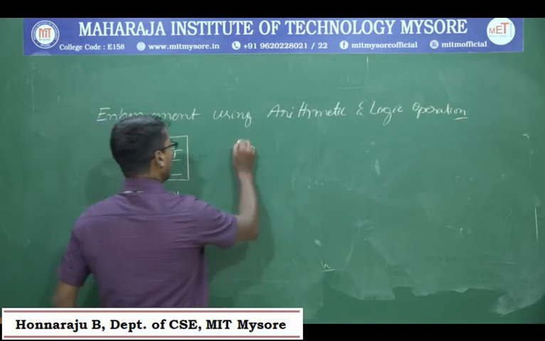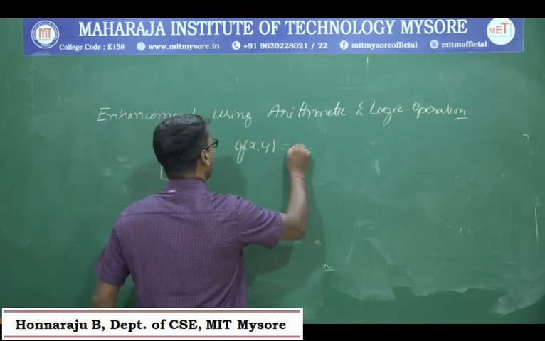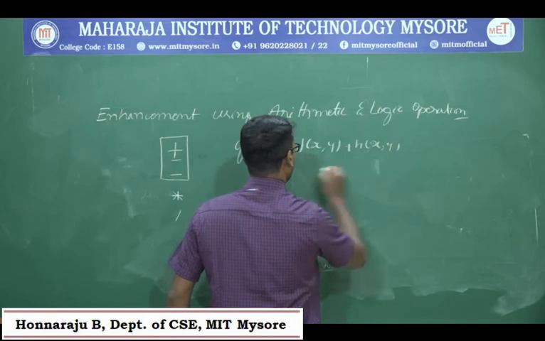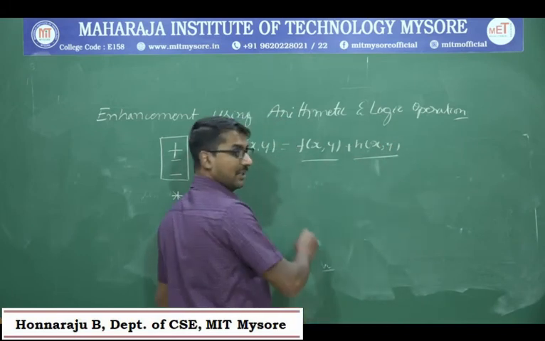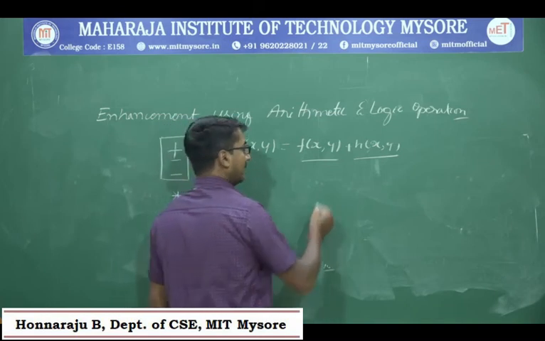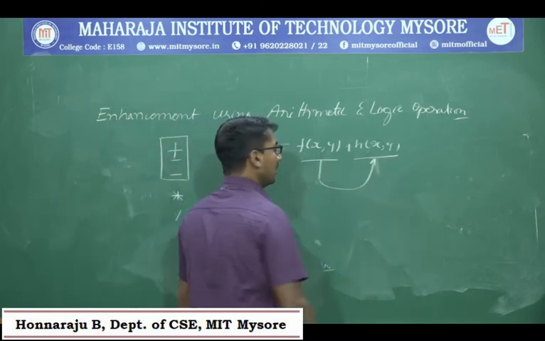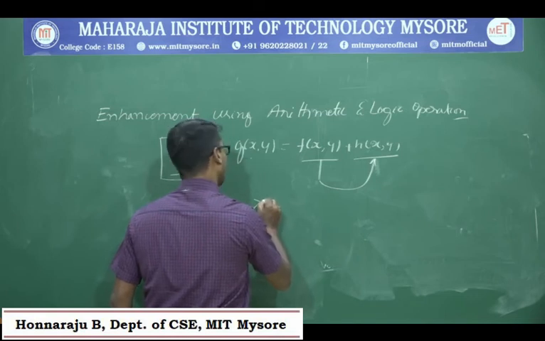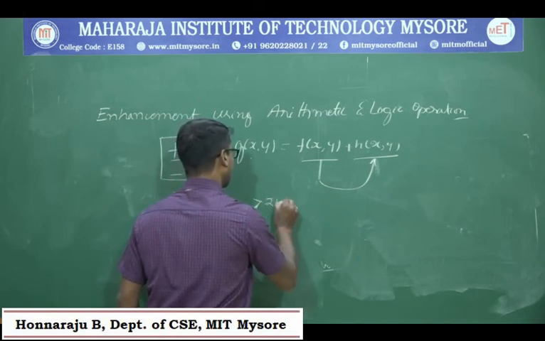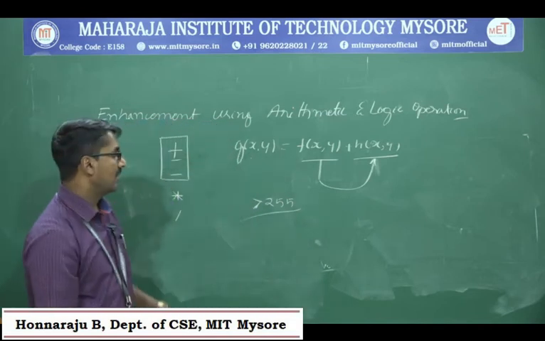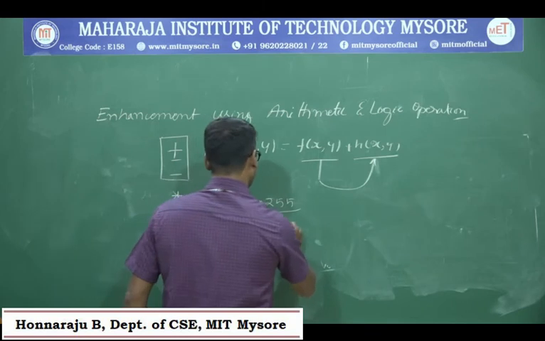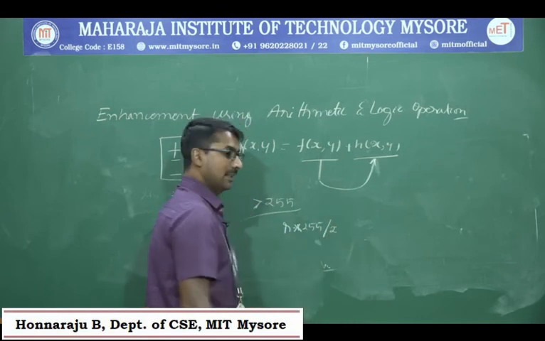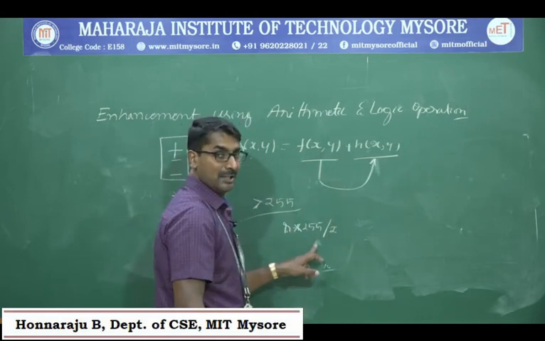Here the addition operation is represented by g of x comma y is equal to f of x comma y plus h of x comma y. This is image 1 and image 2. In general, we use the second term for noise, so f is the input image and h is called the noise. When performing the addition operation, the gray level value may exceed the gray level range 255. When the value exceeds 255, the result value R is multiplied by 255 and divided by 2.